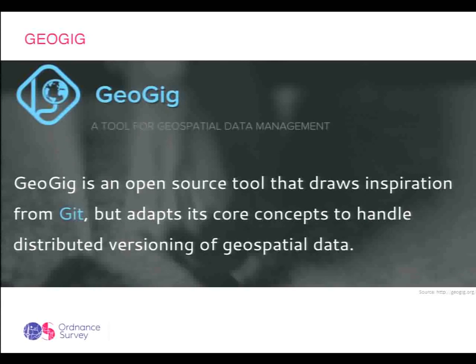That's why it's not called GeoGit, by the way, because it isn't Git in the middle. The guys who wrote Git didn't write GeoGig, so a different name was chosen. I think they've actually got some sort of copyright protection on the term Git. So GeoGig is the name that's been chosen.